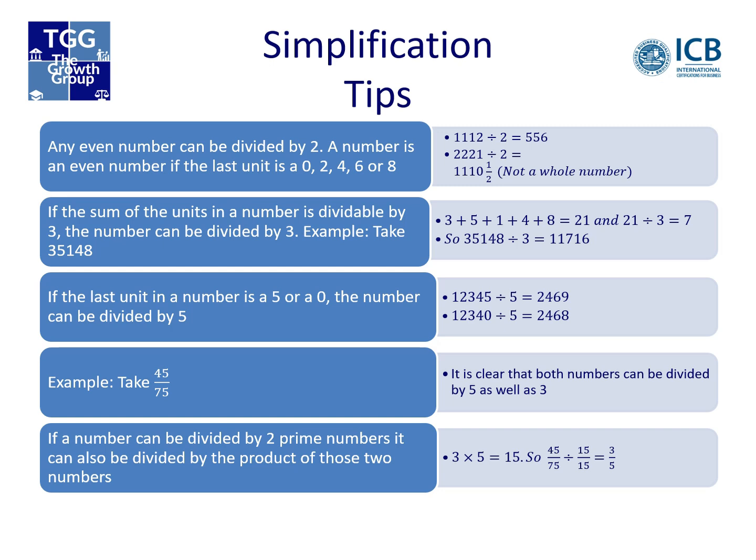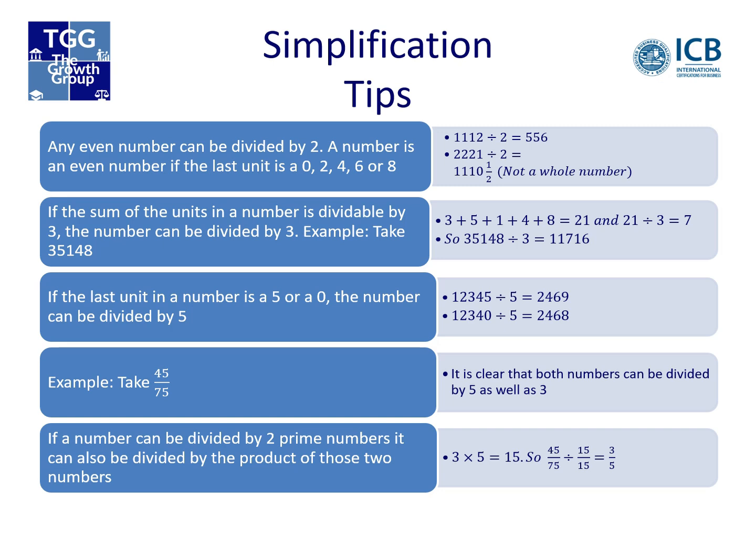The third tip says, if the last unit in a number is a 5 or a 0, then the number can be divided by 5. And I've given you two examples there. The first one, 12,345. We can divide that by 5, and then we get 2,469. Or if we have 12,340, we can divide that by 5, and of course that will give us just one less, 2,468.